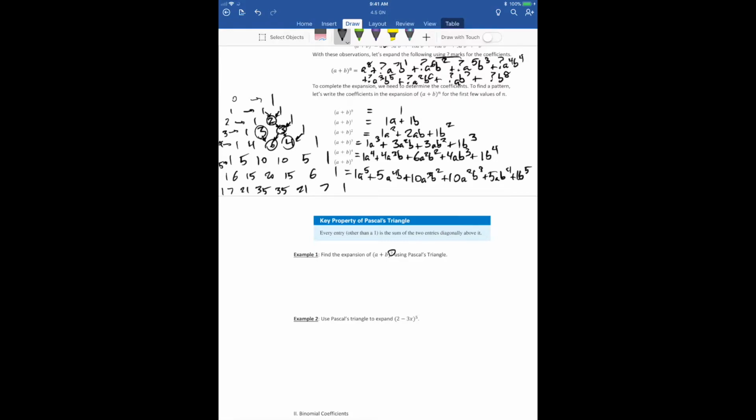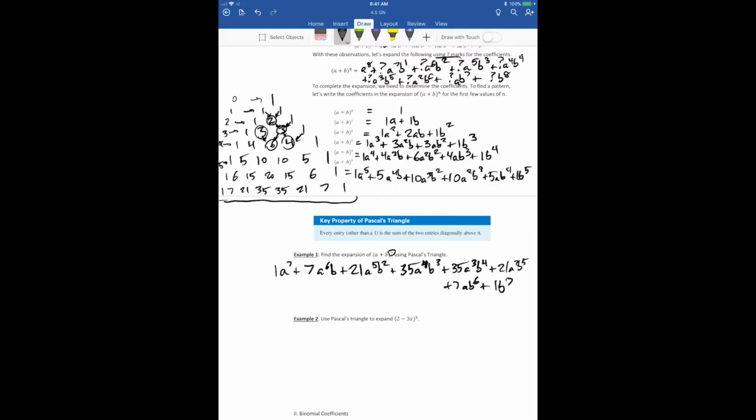So find the expansion of a plus b to the 7th power using Pascal's triangle. Well, my coefficients are 1, and I start at a to the 7th, and then the powers of a are decreasing, the powers of b are increasing, plus 7 is my next coefficient based on this row. 7, a to the 6th b, plus 21, a to the 5th b squared, plus 35, a to the 4th b cubed, plus 35, a cubed b to the 4th, plus 21 a squared b to the 5th, plus 7 a b to the 6th, plus 1 b to the 7th.